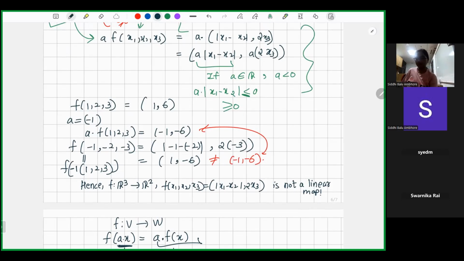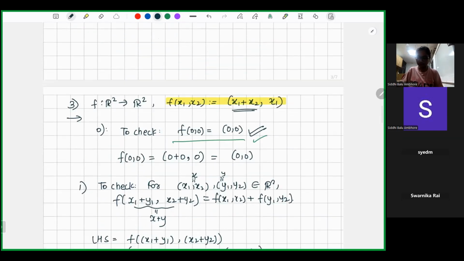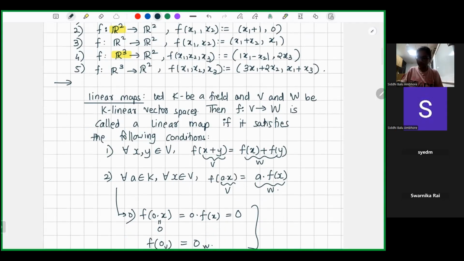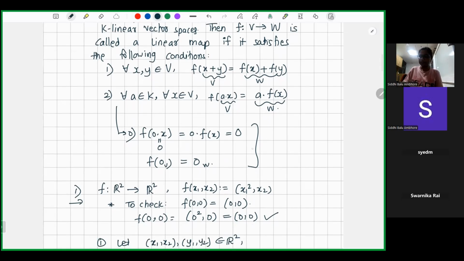Even earlier, when I defined it, I explicitly wrote in both conditions where the addition is happening and where the scalar multiplication is happening. I understood the concept, from R3 to R.